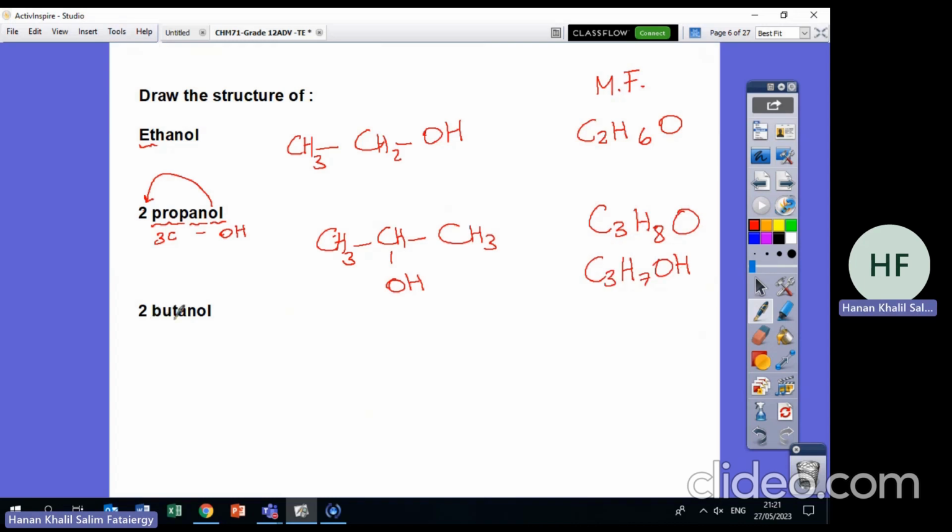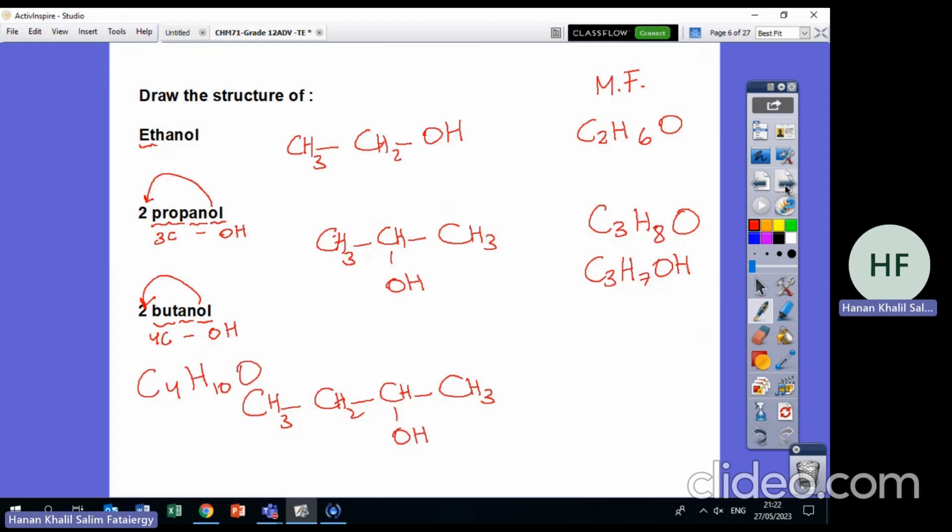Now 2-butanol. But means 4 carbons. An means single bonds. Ol means OH at carbon number 2. Okay, so I will draw 4 carbons. Now you could consider this is number 2 or this is number 2. They are the same. Now the H's: this is 3, this is 2, this is 1, and this is 3. So the formula is C4H, 3 plus 2 plus 3 plus 1. This is 9, and this is 1. This is 10, and this is O.